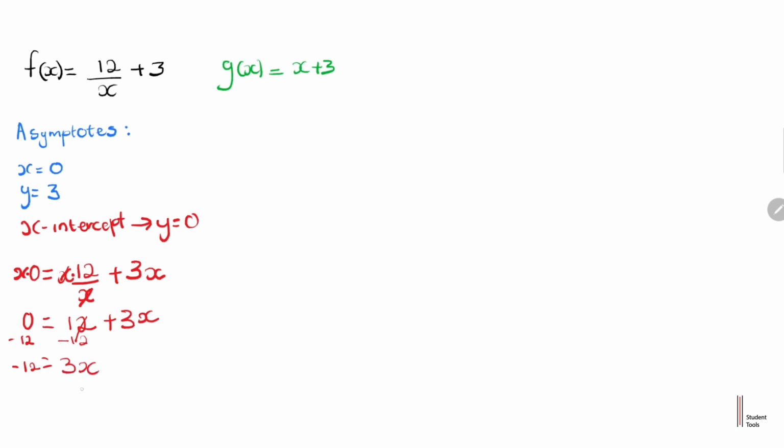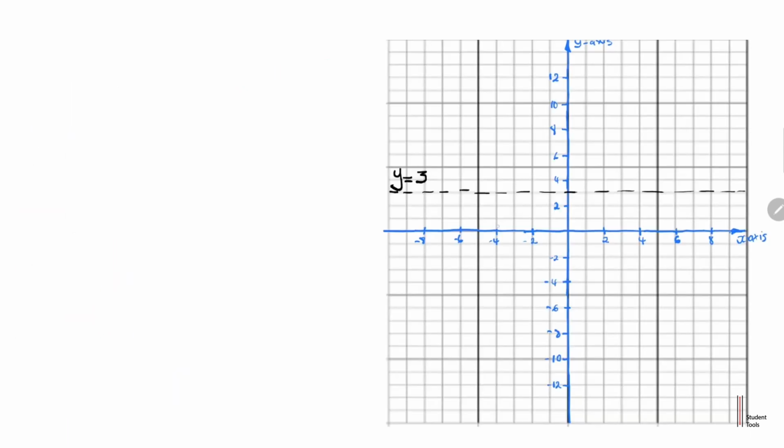To make x the subject, we have to divide by 3 on both sides. So this will cancel this, and 3 divided by 3 is 1, and negative 12 divided by 3 is negative 4. So that means we have negative 4 here. Of course, x is equal to negative 4. So our x-intercept is at (-4, 0). So our x-intercept will be here.